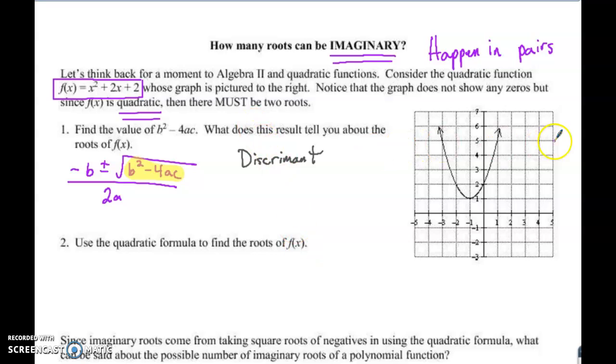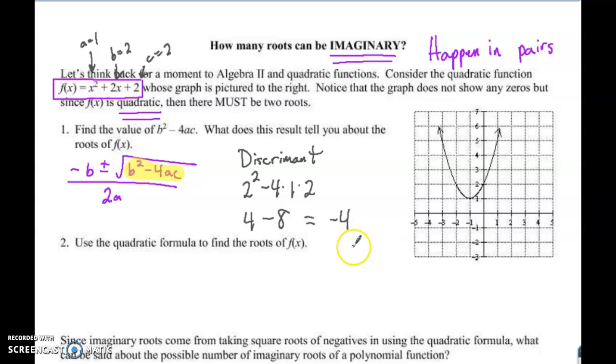So if I went back to this problem, I hope you remember that a equals 1 in this problem, b equals 2, right there, and then c equals 2. So b squared is 2 squared, minus 4 times a, 1, times c, 2. Well, that's 4 minus 8, which equals negative 4. That's my indicator because we would be square rooting the negative. Well, the square root of negative 4 is 2i.